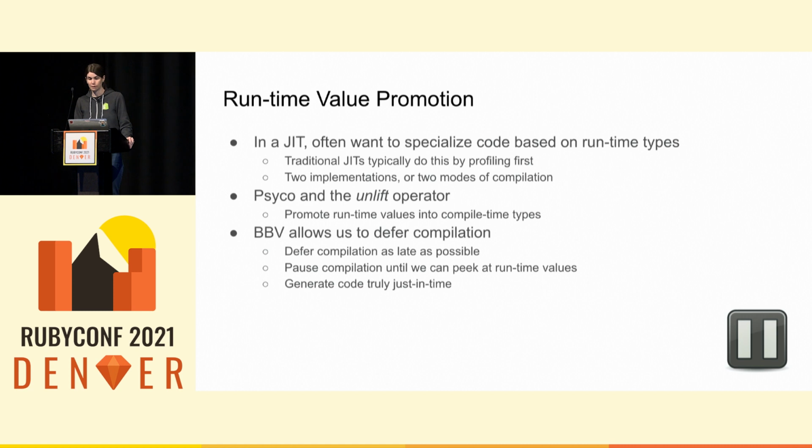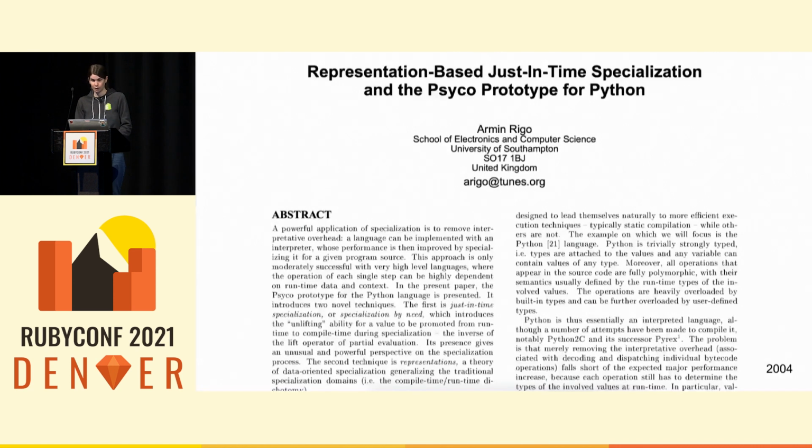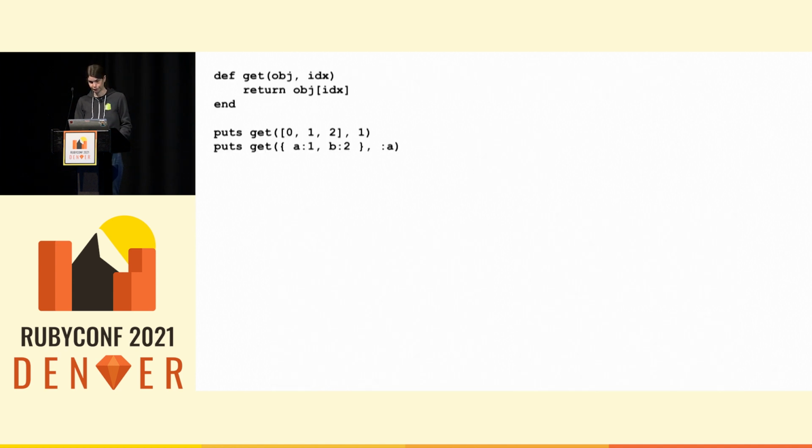We use a technique that's based on Psyco, which was a predecessor to PyPy, and we defer compilation as late as possible. So we basically hold off to generate code until we can observe the types that are seen at runtime. So the compiler can peek at the values that are actually flowing inside of the program. This is based on a paper that was published all the way back in 2004 on Psyco, the JIT compiler for Python, which was a predecessor to the PyPy project.